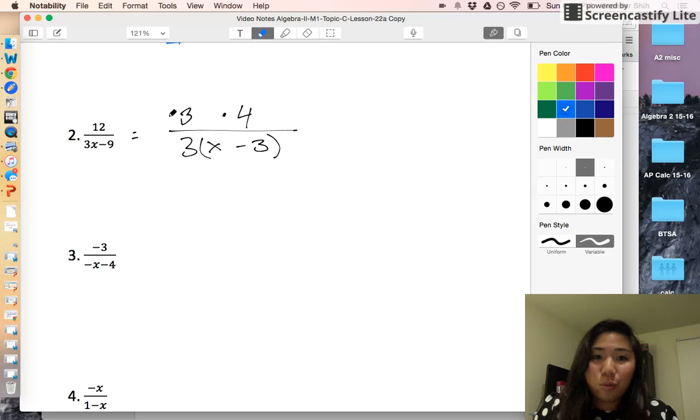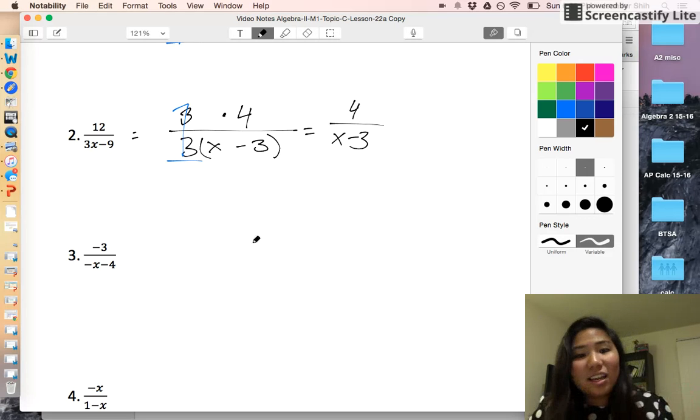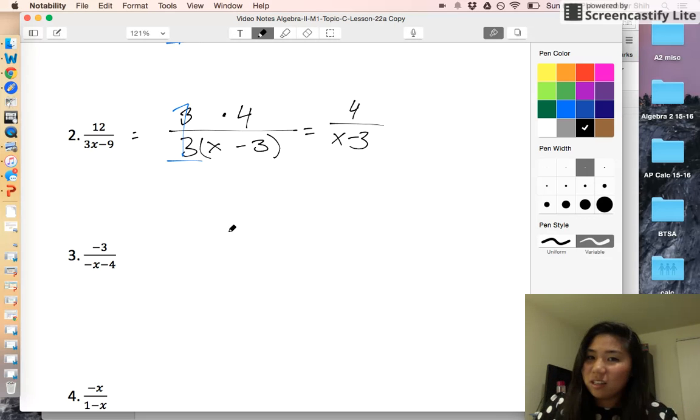So now I have 3 over 3, which simplifies to 1, and I can rewrite my equivalent expression as 4 over x minus 3. That's good. Let's do the same thing, except let's throw some negatives in there and take it nice and slow so you can take notes and make sure you annotate.